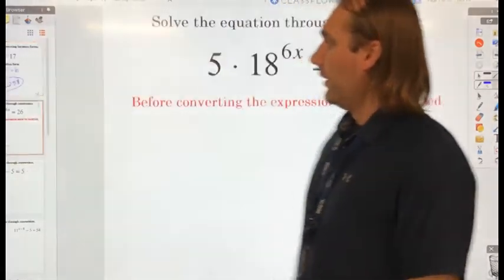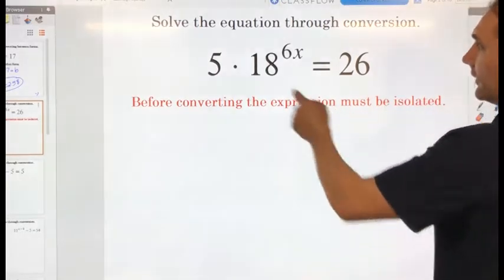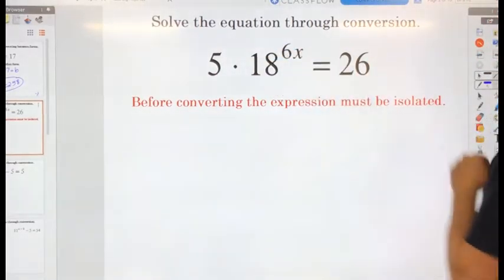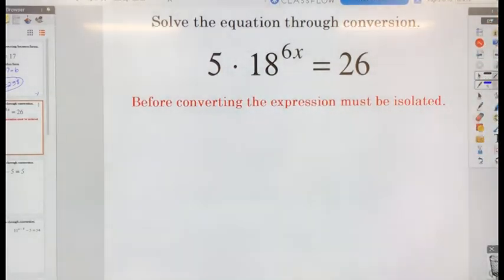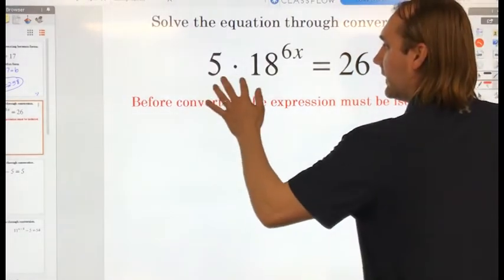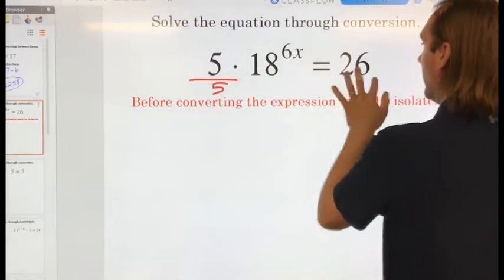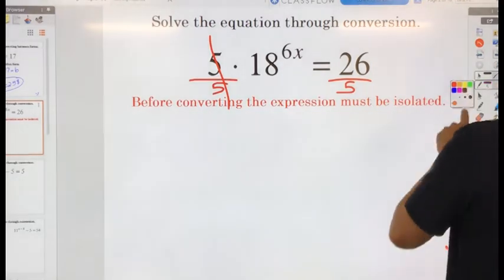So, there is a step before we convert that we want to make sure we do. That is to isolate our log, or in this case, isolate our exponent. Right now, this exponent, 18 to the power of 6x, has a 5 being multiplied to it. So let me get rid of that 5 by doing its opposite operation, dividing by 5 on both sides. Now I have that exponent all in its lonesome.